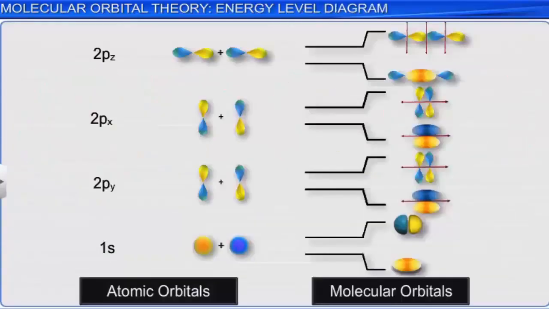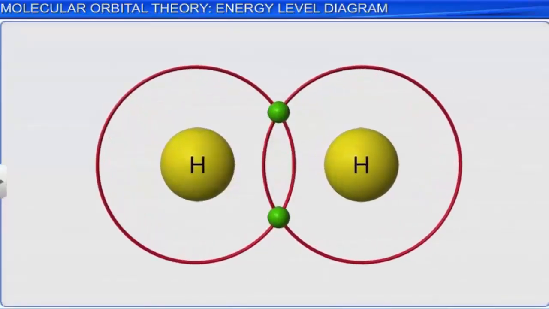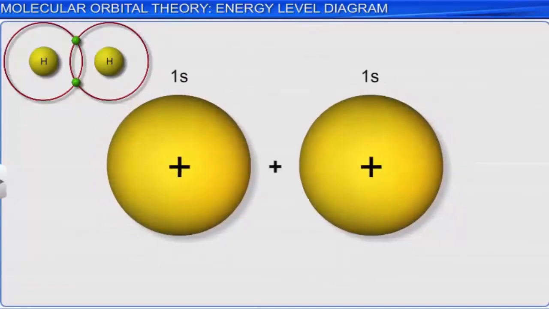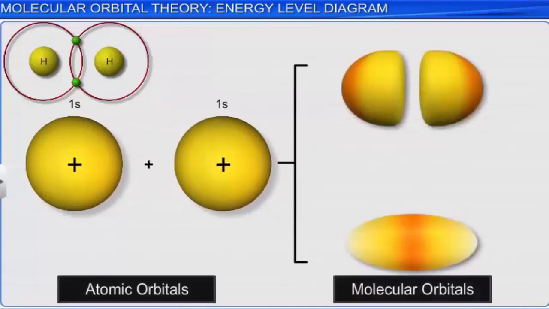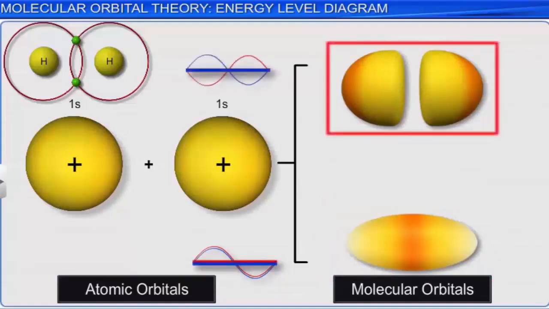As we have learnt, molecular orbitals are obtained by combining the atomic orbitals of the atoms in a molecule. For example, in the hydrogen molecule, each atom has one electron in its 1s orbital. These two 1s orbitals come together to form two molecular orbitals. One of these is formed due to the constructive interference of the two 1s wave functions, and the other is formed due to the destructive interference of the two 1s wave functions.